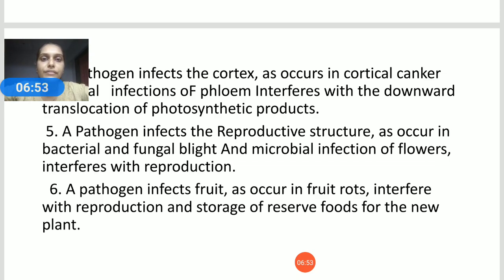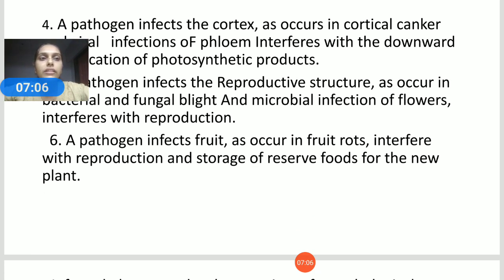The plant reproductions. Next, when a pathogen infects the fruit, the fruit rots, and this interferes with the reproduction and the storage of reserve food for the new plant. We all know the fruit has the seeds, so it is the reserve source of the new plant, right? Okay.